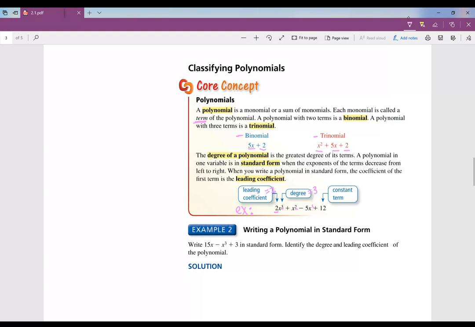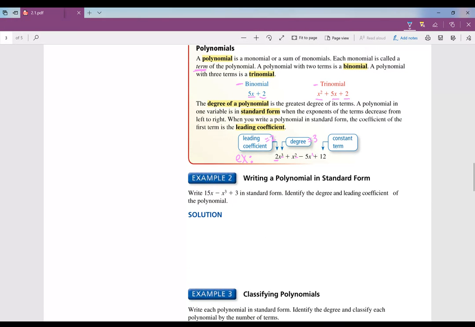Okay, let's do another example. So if we look at example number 2, we want to write 15x minus x cubed plus 3 in standard form and identify the degree and leading coefficient of the polynomial. So if we want to write this in standard form, we need to write our highest exponent first. That's going to be negative x cubed. Then we're going to have 15x, because that's x to the 1 power, plus 3, because our 3 doesn't have a variable with an exponent. So that would be our standard form.